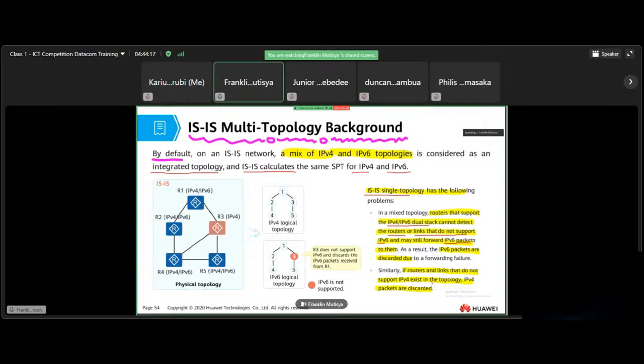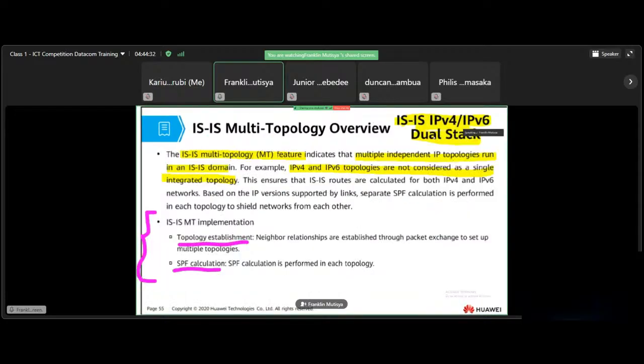So devices that do not support IPv4 in the topology, when they receive IPv4 packets, will discard them and will have a forwarding failure. So ISIS supports what we call dual stack topology. Dual stack is where you run both IPv6 and IPv4 topologies together. This ensures that ISIS routes are calculated for both IPv4 and IPv6 networks, based on the IP version supported on the links.